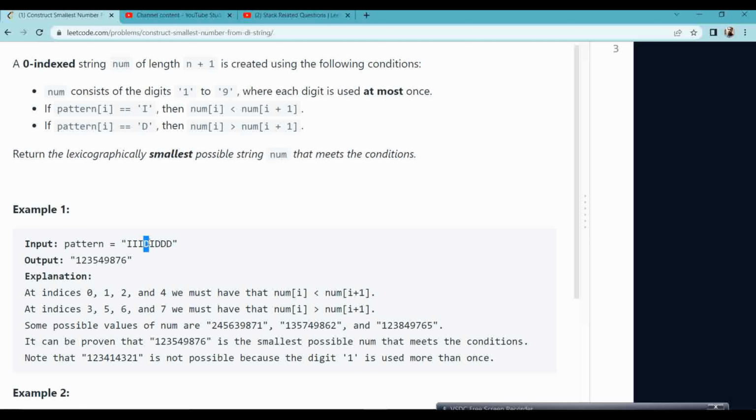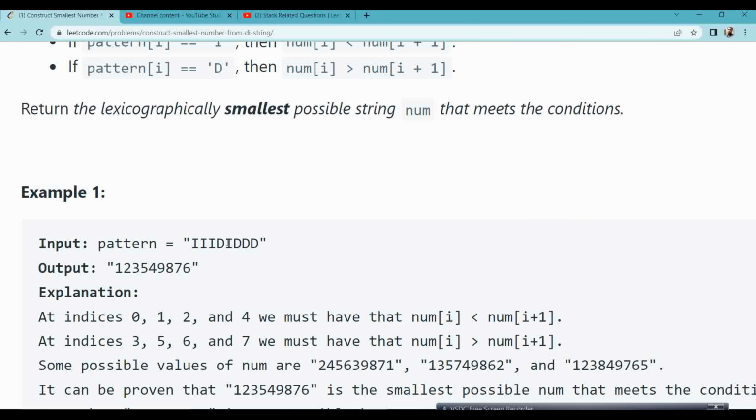So here I need to write a character which is greater than the next character. If I write 4, then what character can I write next? Can I write 3? No. Can I write 2? No. Can I write 1? No. So I need to write 5, so that 5 is greater than 4, and it is valid. Now again D is coming.